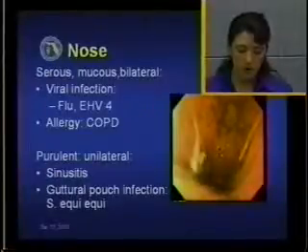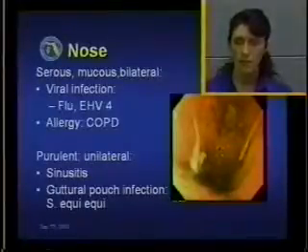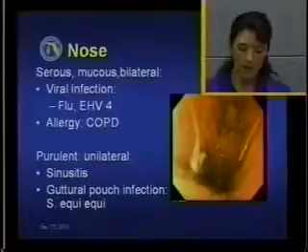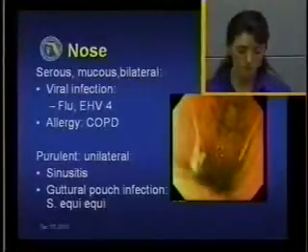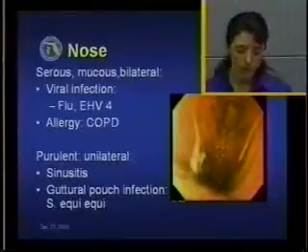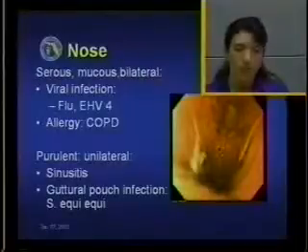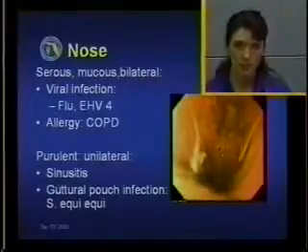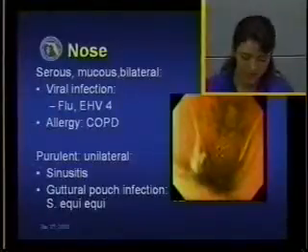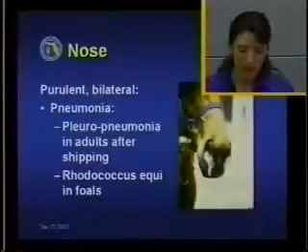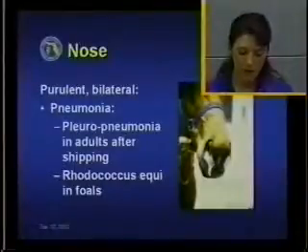If you're dealing with a purulent unilateral discharge, you need to be thinking about sinusitis. So once again, this is a very common disease in older horses that is caused by the presence of an infection at the tooth root. Or you may also be dealing with a guttural pouch infection. And one of the most common organisms that cause infections within the guttural pouches is strangles, or the Strep equi var equi. A purulent bilateral discharge is most commonly associated with pneumonia.